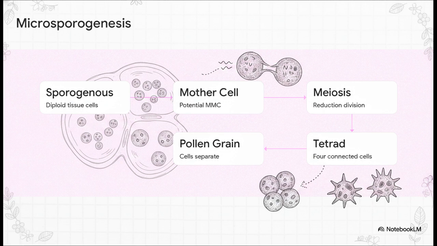Inside the anther's compartments, we start off with these dense diploid cells called sporogenous tissue. And here's the cool part. Every single one of these cells is a potential microspore mother cell. These mother cells then undergo meiosis, which is a reduction division, to form 4 connected haploid cells. We call this a microspore tetrad. Then, as the anther matures and dehydrates, these 4 cells actually separate from each other and each one becomes an individual pollen grain. Just like that, you've traced the exact pathway of male gamete formation.